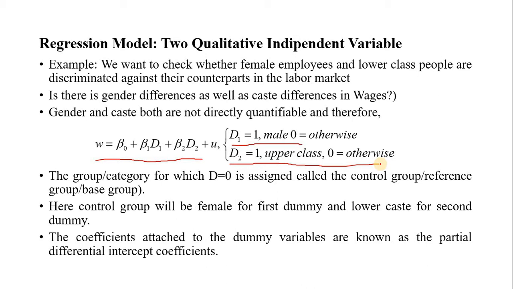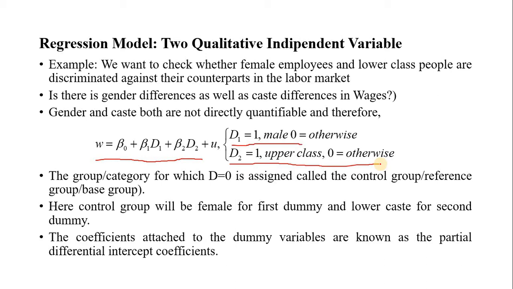Okay, so here we have two dummies. In the two dummies we have two different 0s. In the first dummy the female is the 0, and in the second dummy the lower caste is the 0. So here our benchmark category, the one assigned 0, is female as well as lower class people.